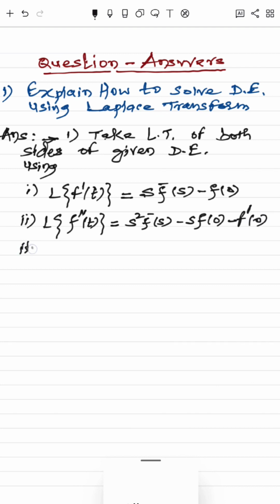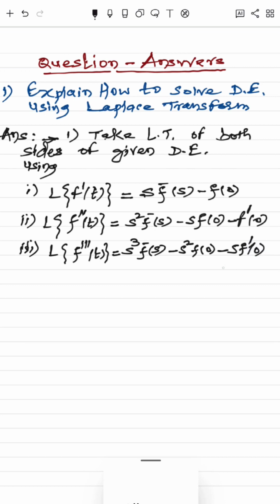Similarly, we have third result, Laplace transform of third order derivative is equals to s cube f bar of s minus s square f of 0 minus s f dash of 0 and minus f double dash of 0 and so on.